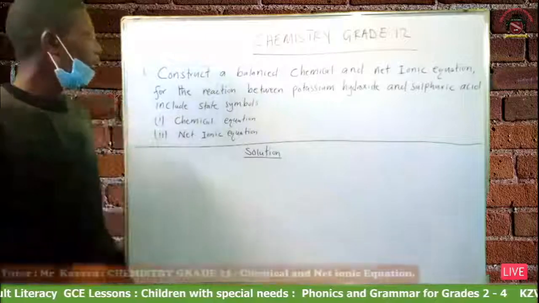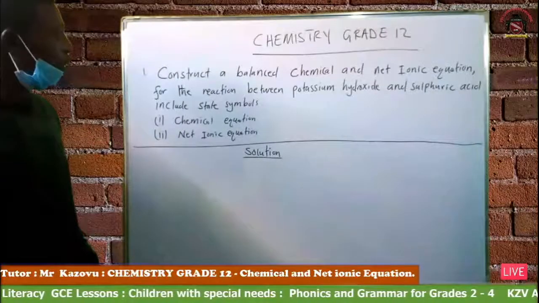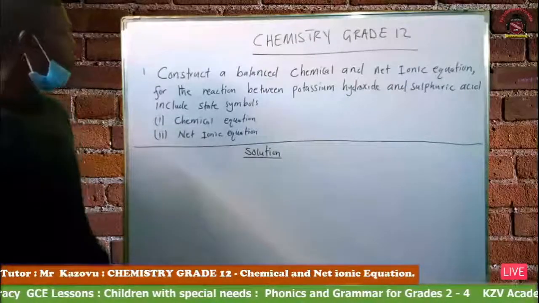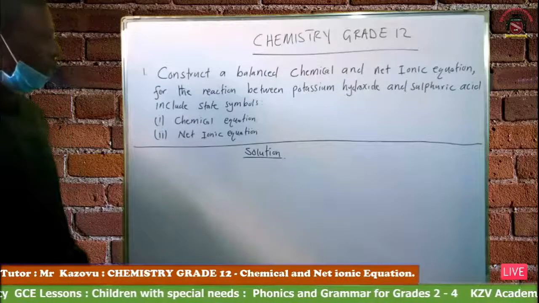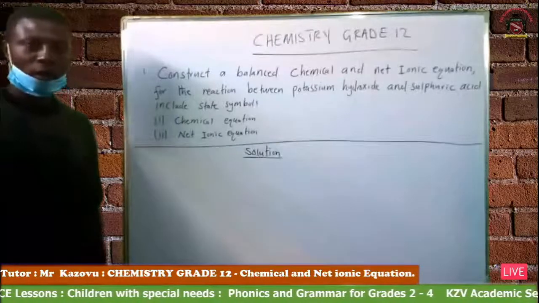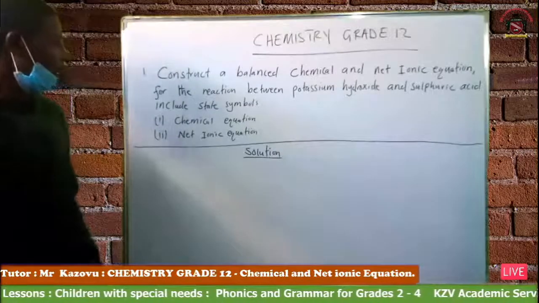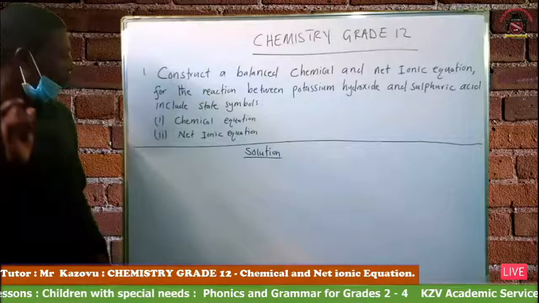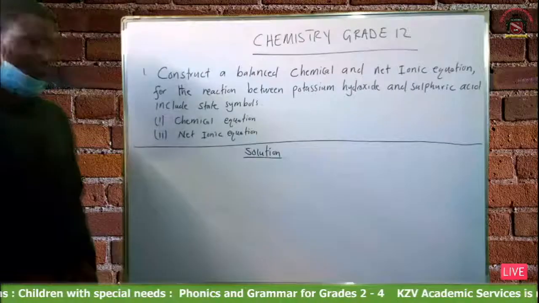Now, I've been asked by my students today to look at chemistry grade 12. The question that we are being asked today is: construct a balanced chemical and net ionic equation for the reaction between potassium hydroxide and sulfuric acid, and then you include state symbols. So we have to find the chemical equation, and then we also find the net ionic equation.